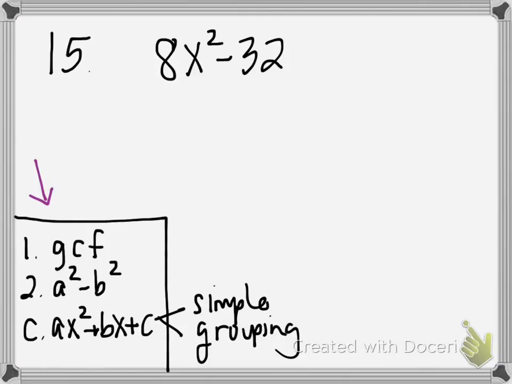Is there a number that divides 8 and 32? In fact, there is, 8. And do they share any variables in common? No. So we're just going to pull out an 8 to begin with. So far we did use GCF, method 1.